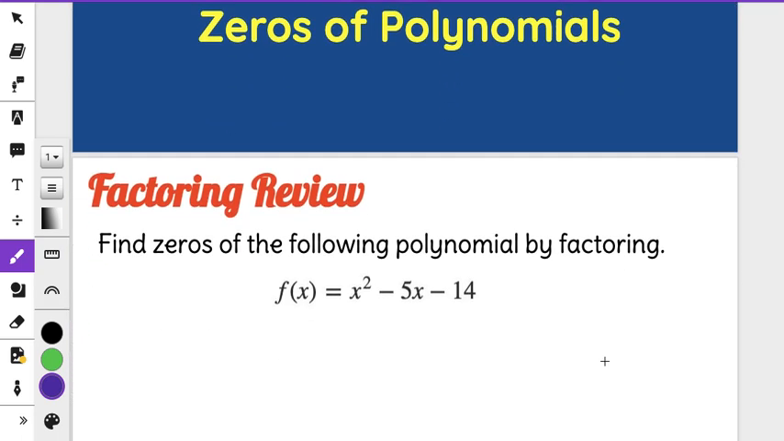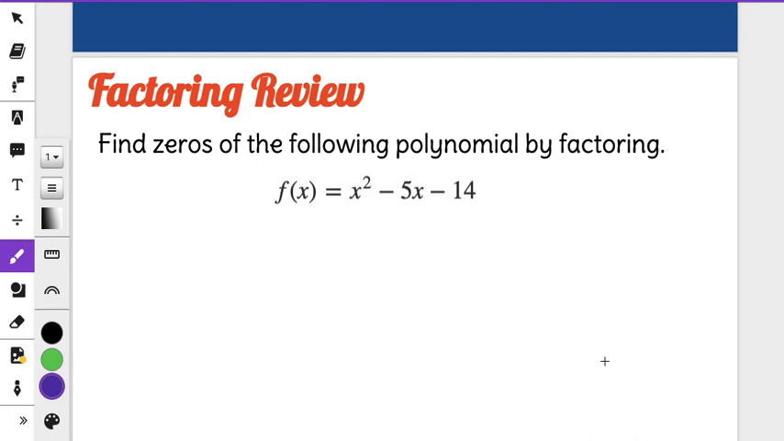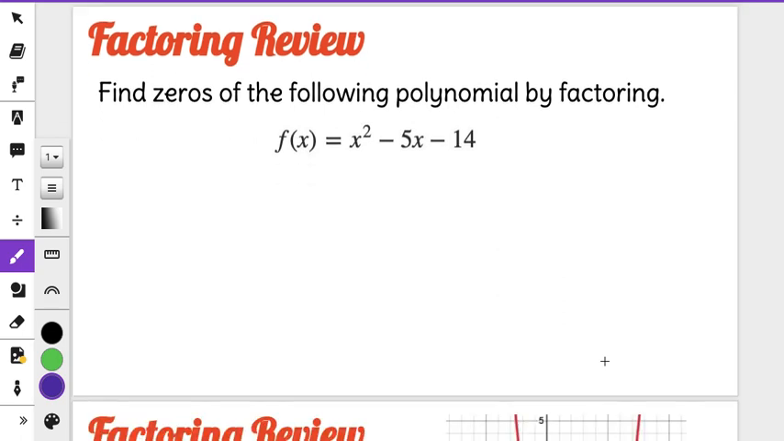To start the conversation, we are going to do a quick review regarding factoring. If you remember, in quadratic functions, we talked about factoring by using the AM method. So we're going to use that method to do the first question. Question 1. Find zeros of the following polynomial by factoring.